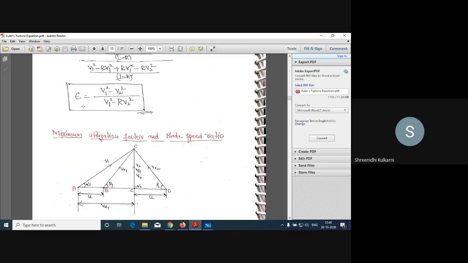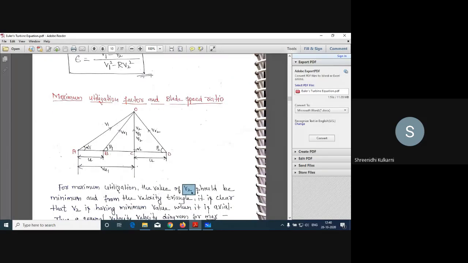We know the utilization factor, epsilon, is equal to V1 square minus V2 square divided by V1 square minus R into V2 square. But we want the maximum utilization factor. When we get the maximum utilization factor, whatever the outlet absolute velocity is, it should be a minimum. Then only we'll get the maximum utilization factor.